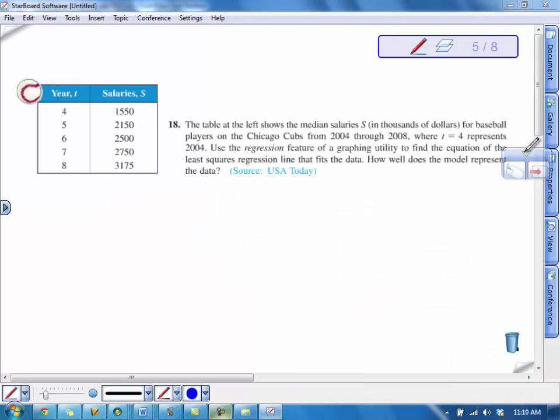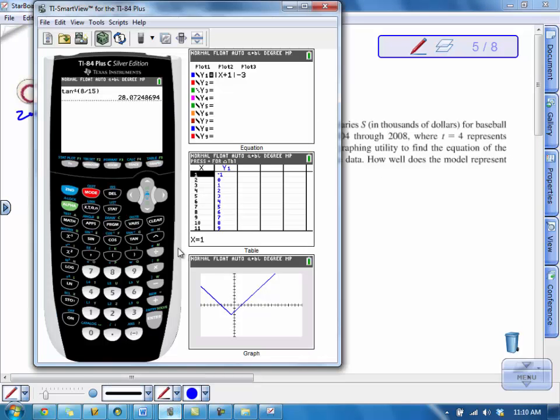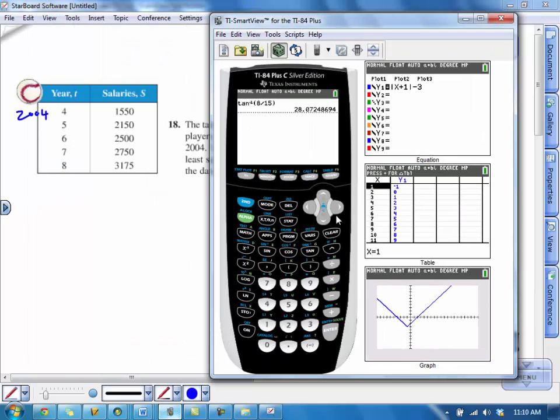Okay, also know how to do these statistics problems where you have a table of values for the year and salaries of baseball players, the Chicago Cubs from 2004 to 2008, where T equals 4 represents 2004. So we'll write that here. And then it says use the regression feature to get an equation that fits the data, and then how well does this model represent the data? That's the R value. So we're going to take out our calculator, and we're going to plug this into stat edit.